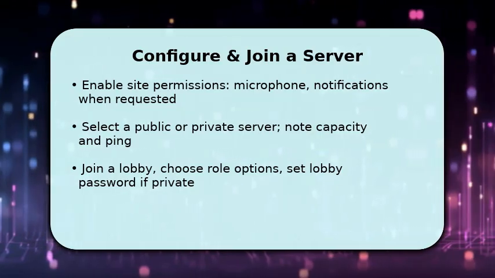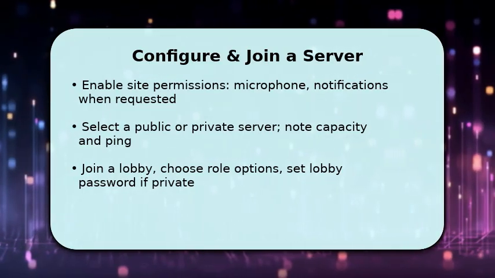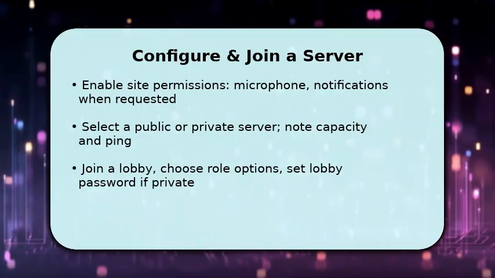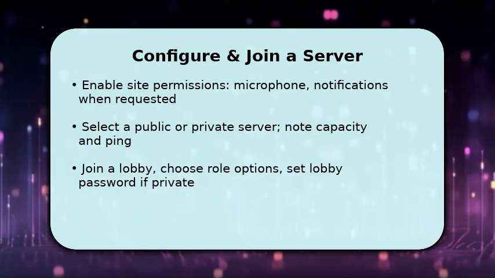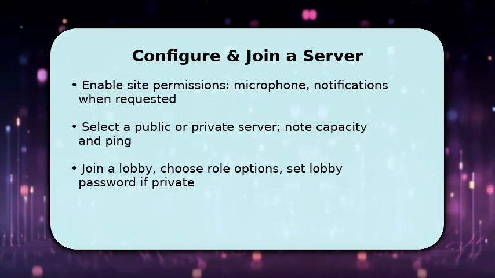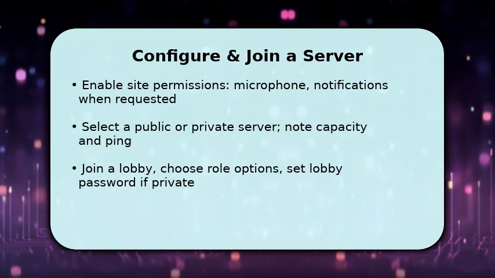When you pick a lobby, tap join and adjust role settings like imposter rate or map choice. If it's private, set a password and share it with friends. Make sure to test audio quickly so you can communicate effectively during rounds. You're ready to start play.